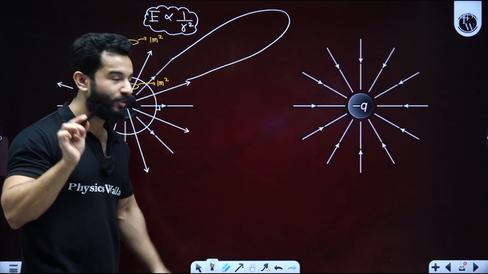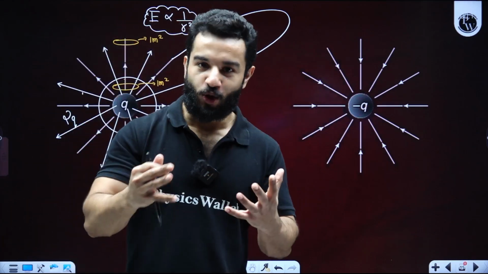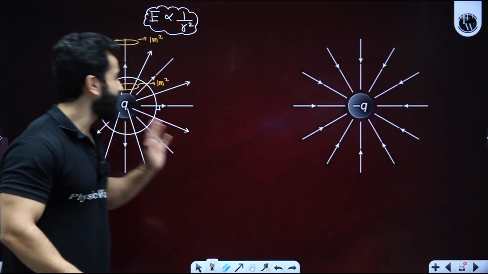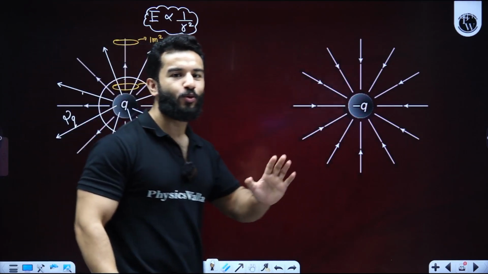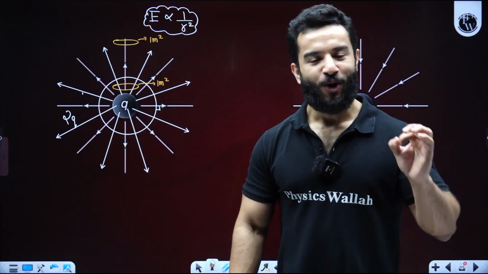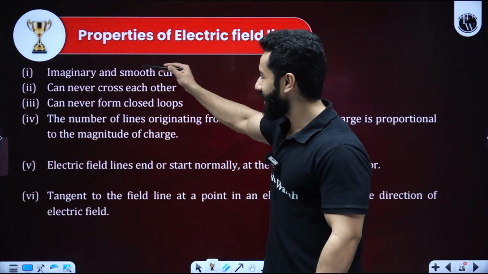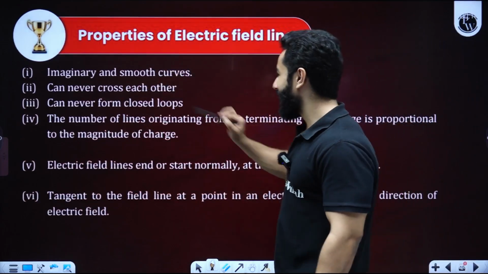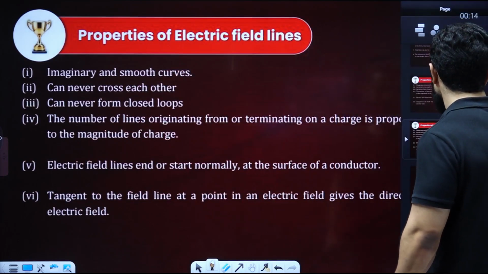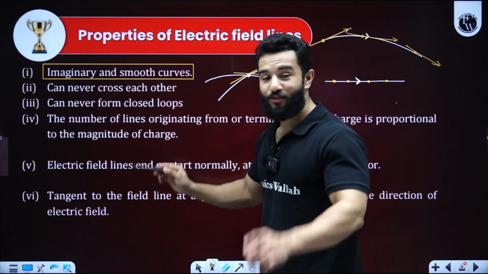If they would have turned back, then we would have said that they are forming closed loops. Right now, these are open, smooth curves. No sharp turn, open, smooth curve. So hopefully the first thing is clear. Imaginary and smooth curves can never intersect each other, my dear friends, can never intersect each other, can never form closed loops.